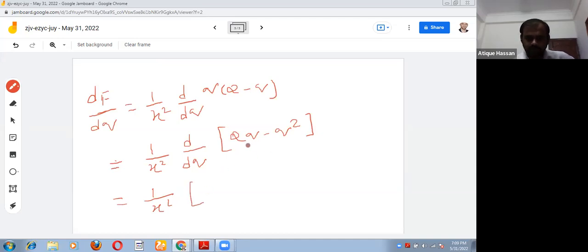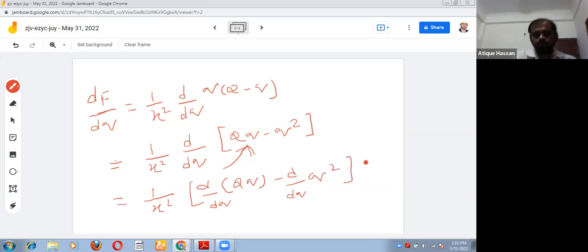So 1 by x square. What will be the differentiation of this? q into Q. What will be the value of this differentiation? d by dq of q into Q, minus d by dq of q square is. Till now, you both understood?